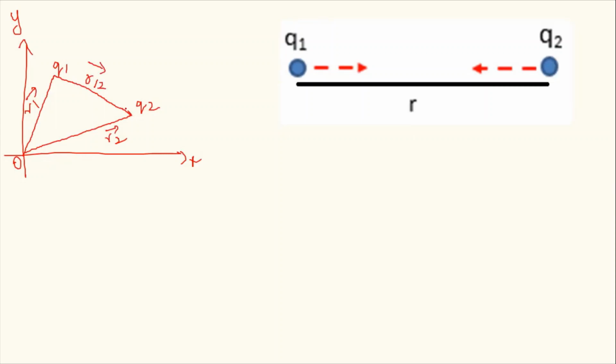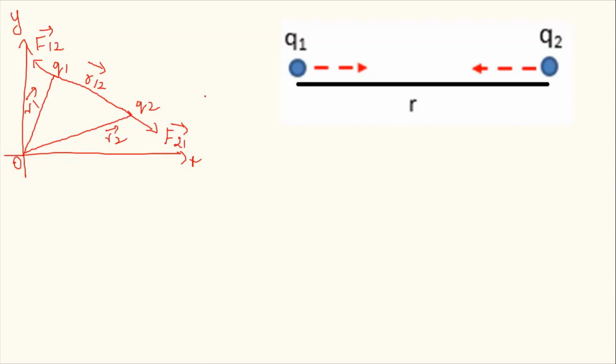Now if the two charges are of the same nature, the force on Q2 will be repulsion. So the force on charge Q2 will be F21, and the force on Q1 will be F12. From the diagram itself, you can understand that the two forces are opposite to each other. So that is repulsion.